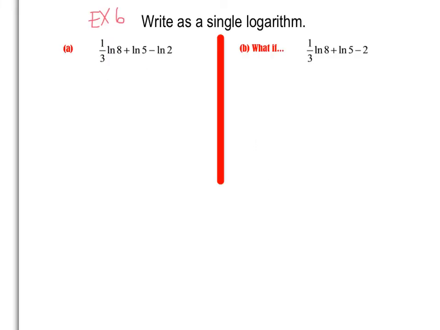Okay, example 6 is to write as a single log. So let's do part A first. The good news is you already know this. Natural logs are logs. So the 3 rules we learned of logarithms in a previous lesson, I believe 10.5, they all apply here. So if I'm going to condense this to a single log, the first thing I notice is there's a coefficient that I can rewrite as an exponent. So the cube root of 8 is just 2.